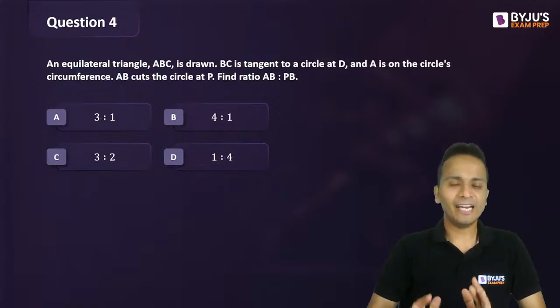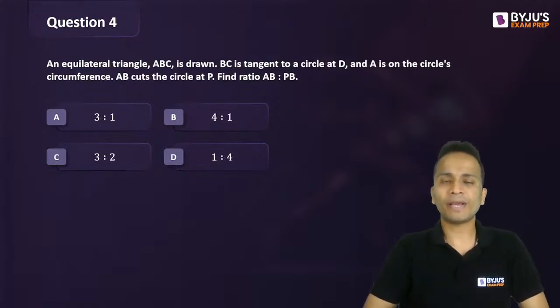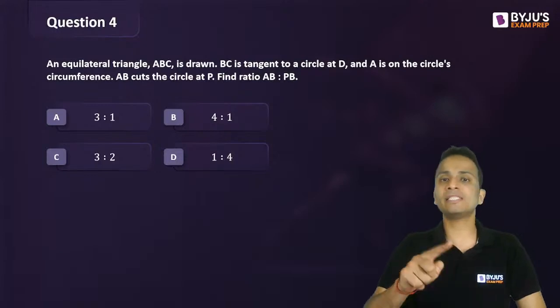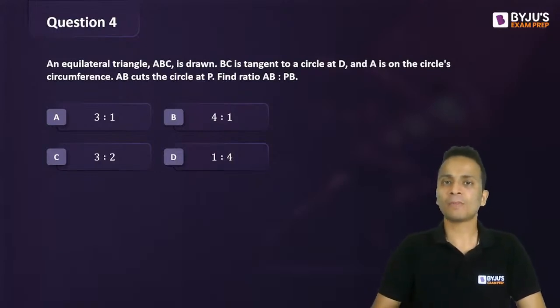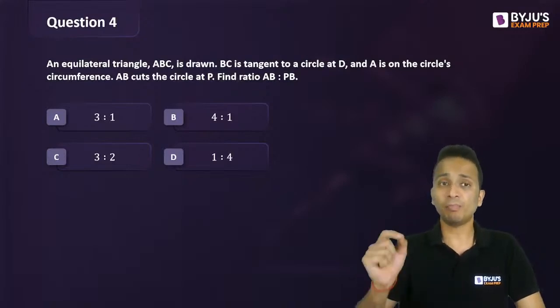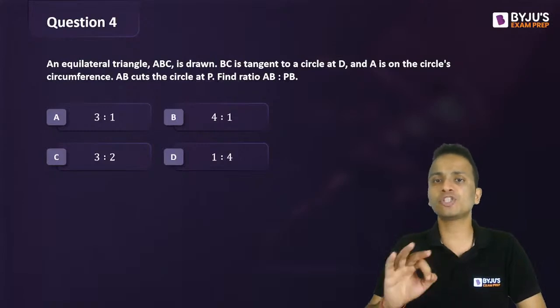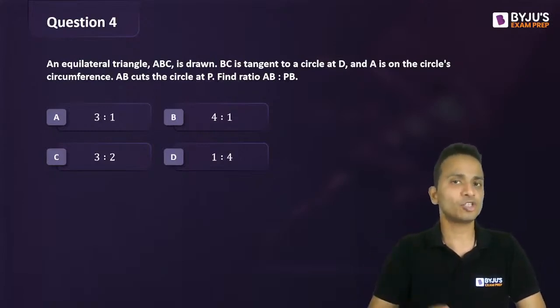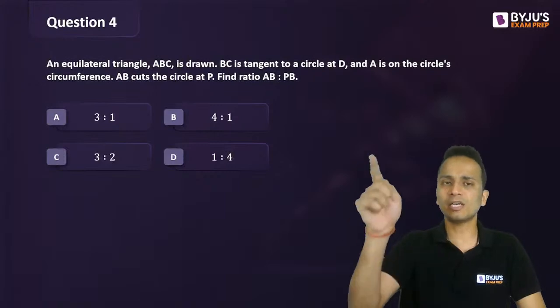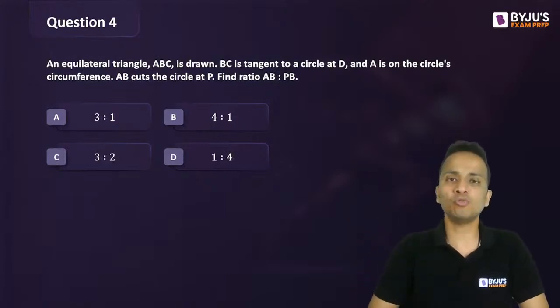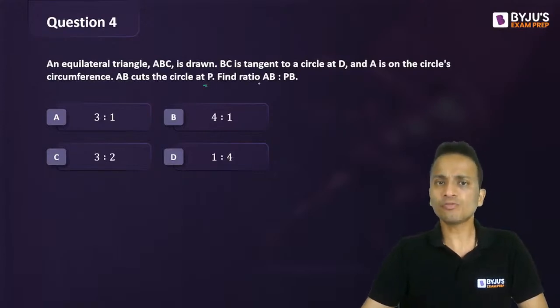Question number 4 is again an interesting question. An equilateral triangle ABC is drawn and BC is the tangent to the circle at point D. So the side BC of the triangle is acting as a tangent of the circle, and it is touching it at point D. And the vertex A of the triangle is on the circle's circumference. तो वो circle की circumference है. So circle point A से pass कर रहा है and it is tangent to BC. AB cuts the circle at P. So find the ratio AB is to PB.